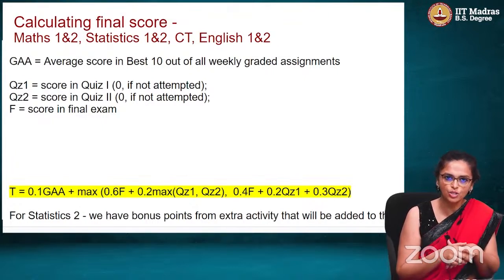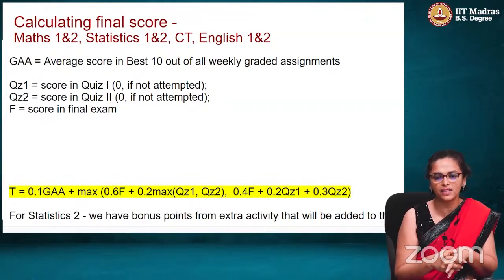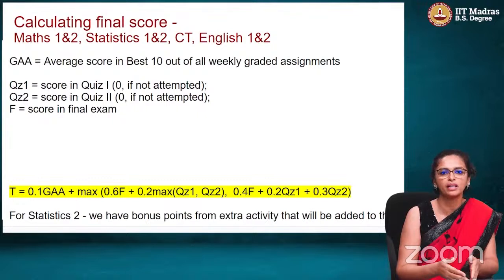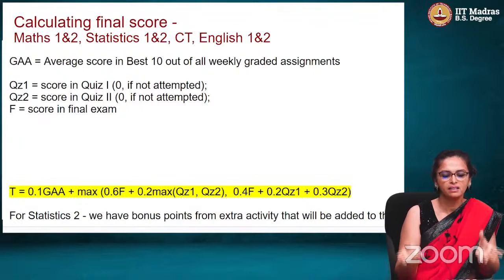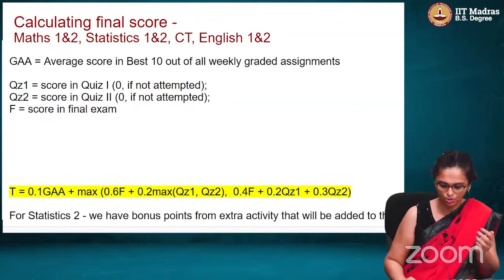This is the formula that we use, and for statistics too, we have a bonus points component from one extra activity. That is optional. You can do it if you want to get more marks. For Statistics 1, we just introduced it last term. I'm hoping it will continue, but you can again watch out for announcements on it to get some bonus points. Otherwise, the final score is calculated based on your weekly graded assignments, your quiz 1, your quiz 2 and the end term exam score.